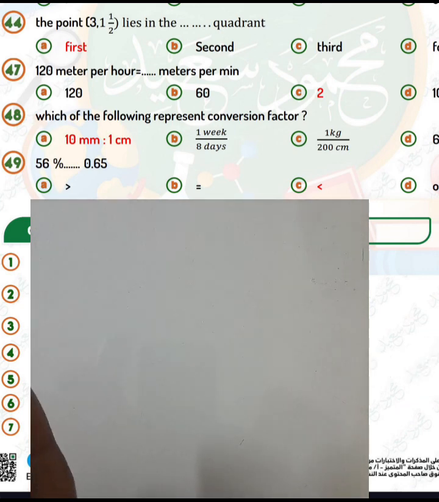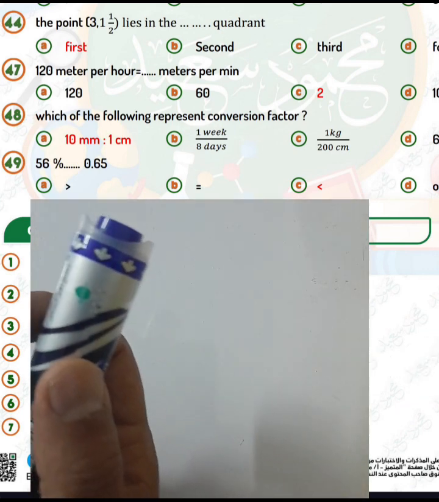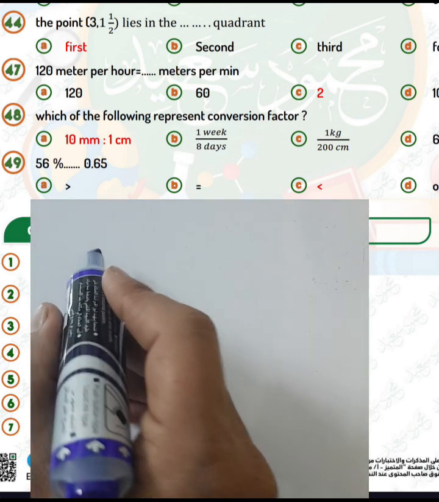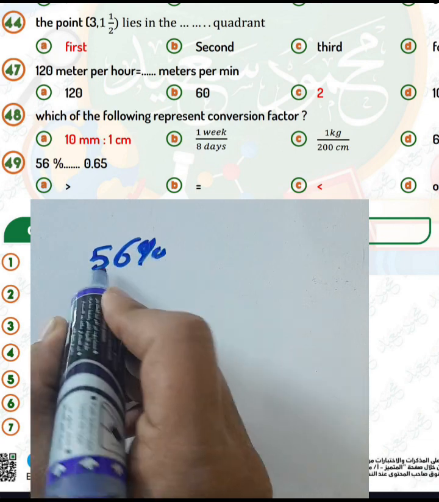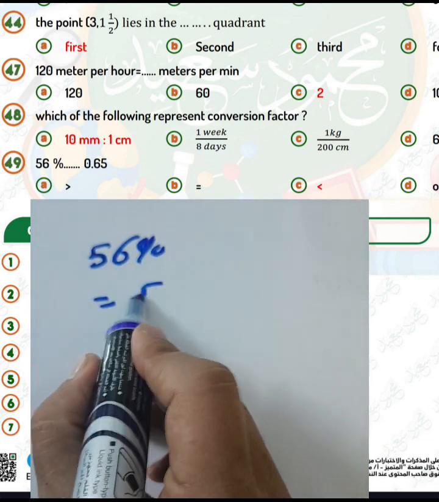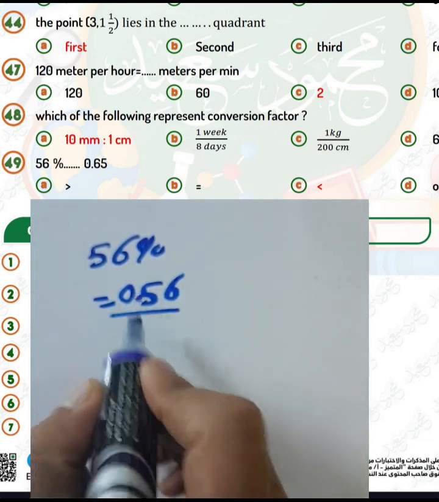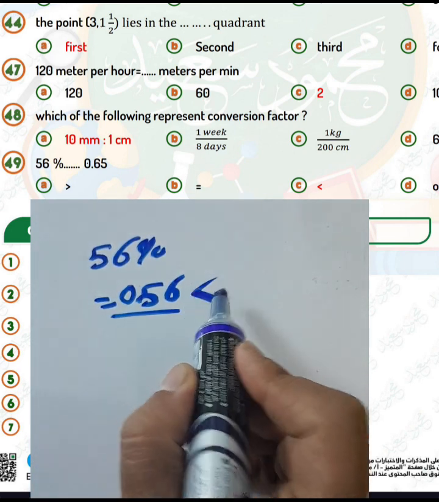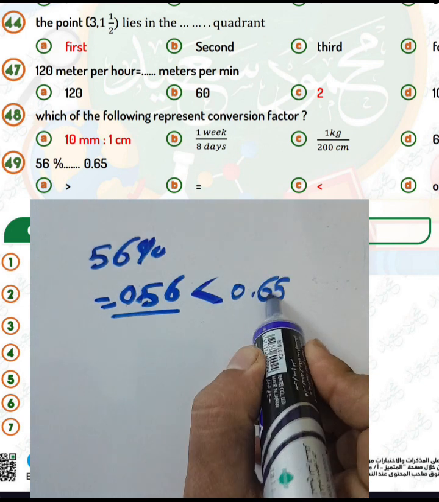Question 49. 56% or 65/100. We can convert from percent to decimal by putting the point after 2 places. 56% means 56/100, so the point here is after 2 places, and it will be less than 65/100. Is that okay?